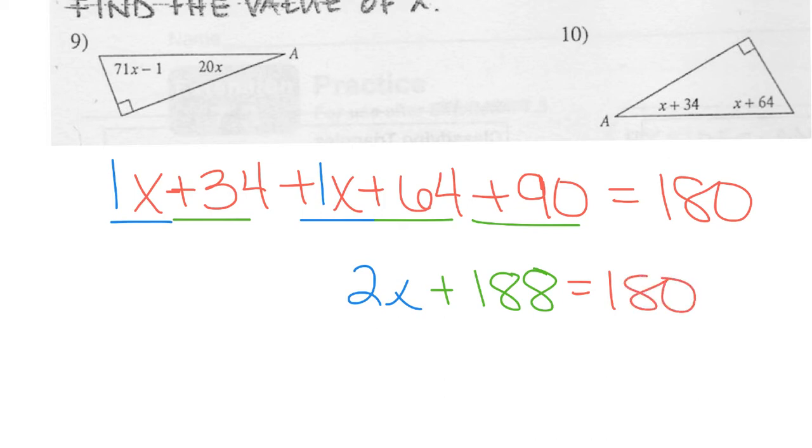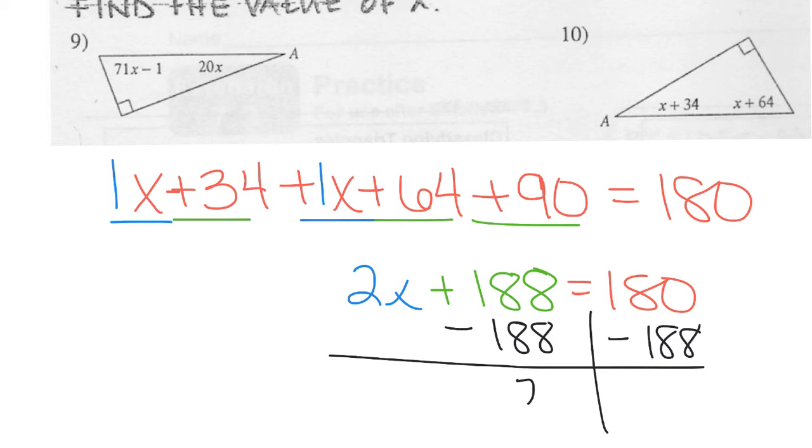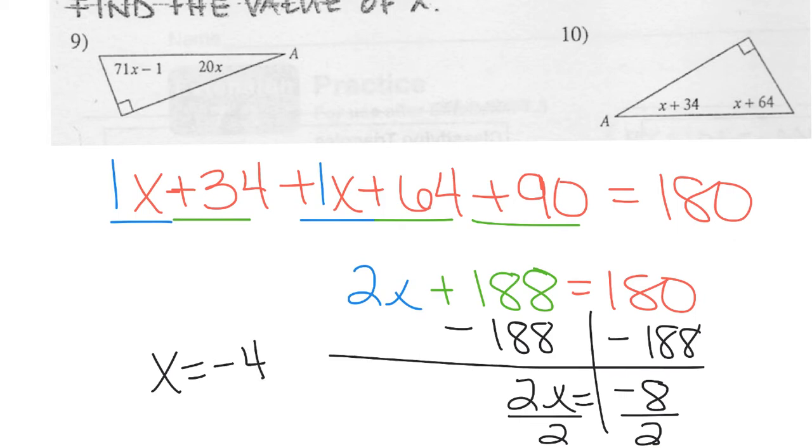So let's solve our equation. First, we're going to subtract 188 from both sides of the equation, leaving us with 2x equals negative 8. Now divide both sides by 2, and we're left with x equals negative 4. So now we've used that to solve for x.